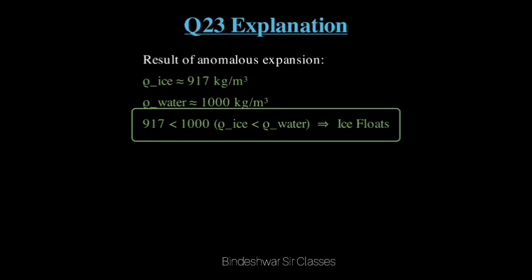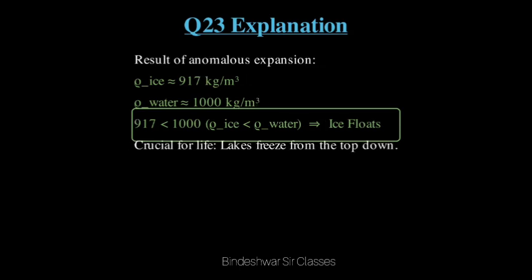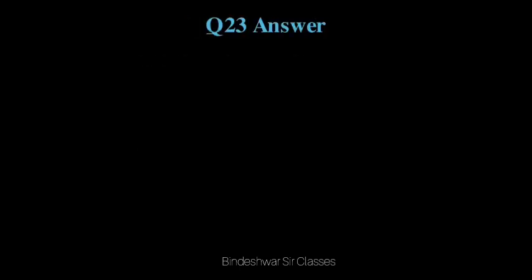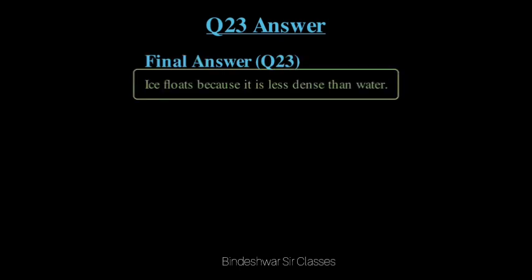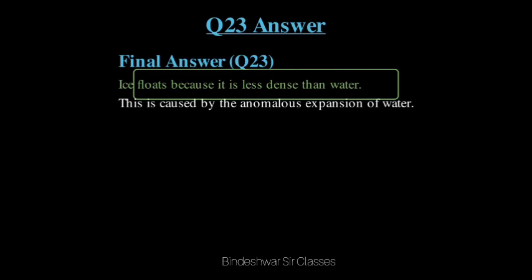This is a crucial property for life on Earth, as it means lakes and rivers freeze from the top down, insulating the water below and allowing aquatic life to survive the winter. If ice were denser than water, it would sink, and bodies of water would freeze solid from the bottom up. For a concise exam answer, you should write, ice floats in water because it is less dense than liquid water. This is due to the anomalous expansion of water.